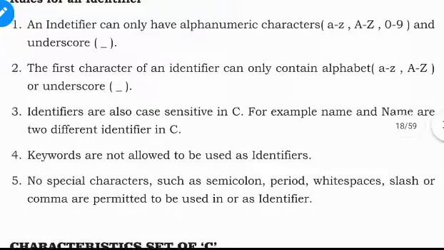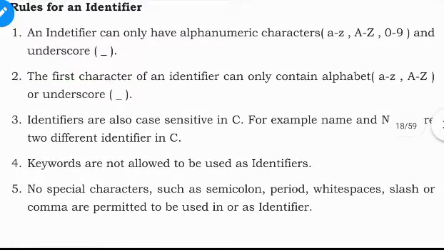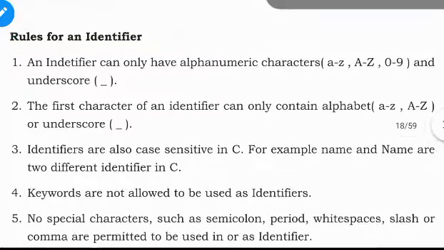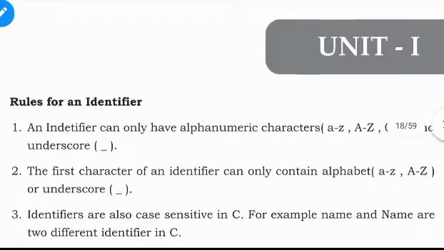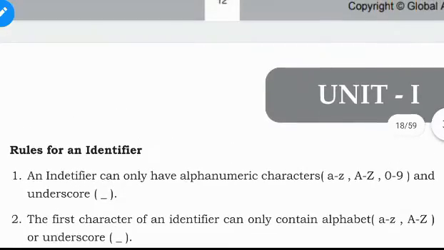And keywords are not allowed to be used as identifiers. Some keywords are there. In the next class you will see that keywords are not used as an identifier in the C program. Then no special characters such as semicolon, period, white spaces, slash or comma are permitted to be used in or as identifiers. So these special characters cannot be used, only alphanumeric and underscore. Keep that in mind. This alone will be used in the identifier. Do you remember all this? Okay. So the remaining we will see in the next class.